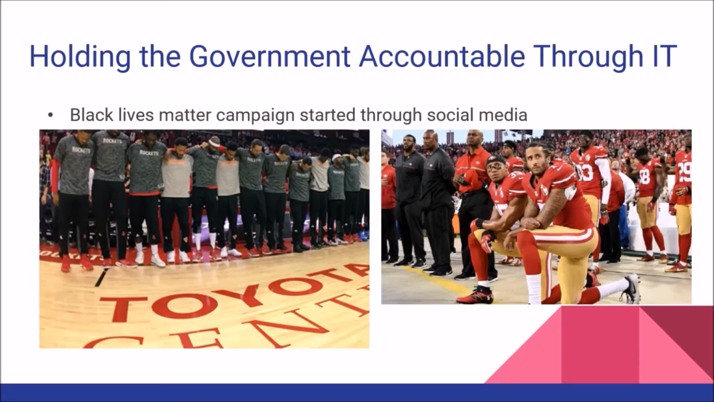Since then, there have been several situations where police have killed innocent people, many of whom were of African-American descent. Some of these incidents have been captured through video recording devices and have gone viral through social media. High-profile African-American athletes like Colin Kaepernick, Carmelo Anthony, and LeBron James have used the internet and social media to spread the word and raise awareness of what's happening in America.